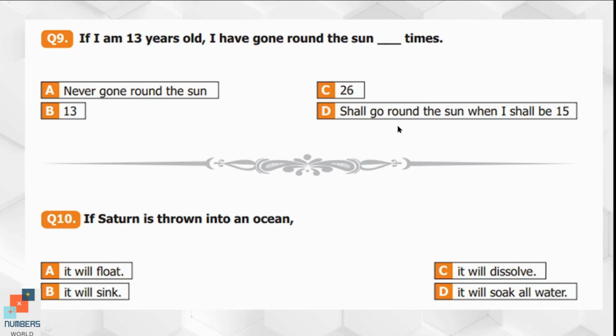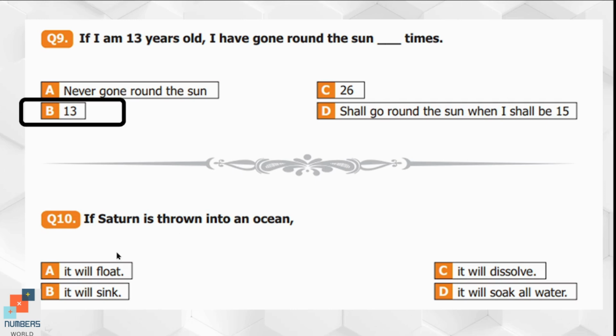Question number 9. If I am 13 years old, I have gone around the sun dash times? Option A, never gone round the sun. B, 13. C, 26. D, shall go round the sun when I shall be 15. So we know that one revolution of Earth around the sun makes 1 year. So if I'm 13 years old, in that time, Earth revolved around the sun 13 times. So option B is the correct option here.